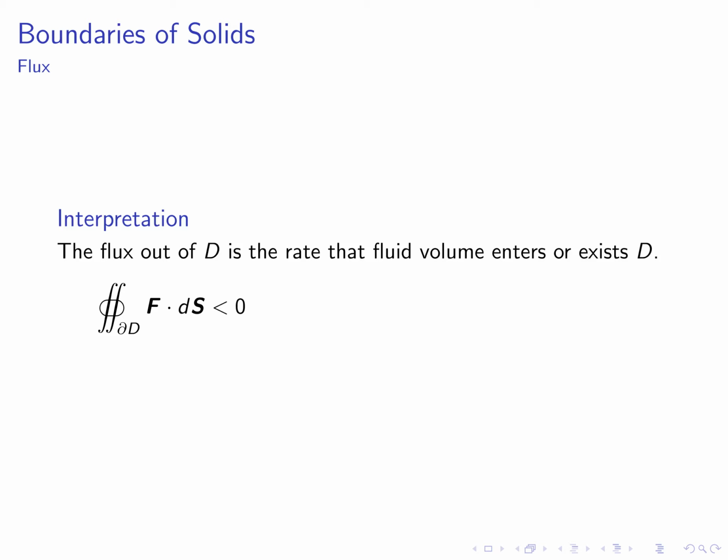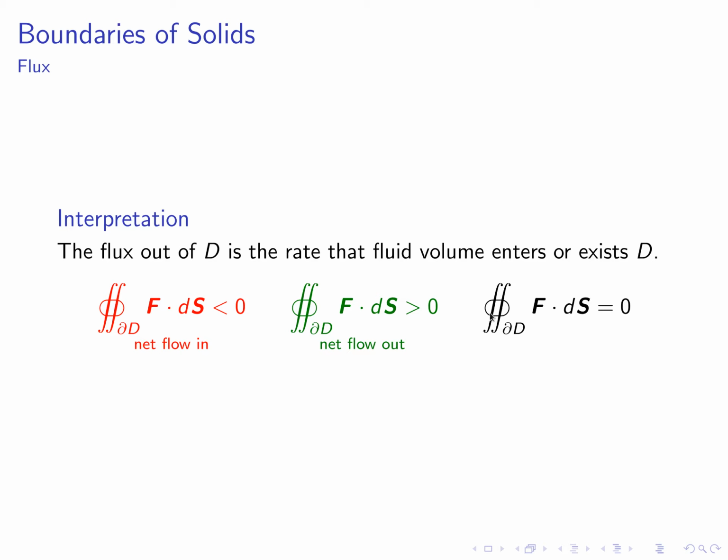So how do we interpret the idea of flux out of a domain? Well, the flux out of a domain D is the rate that fluid volume either enters or exits the domain. So if we do our flux integral over the boundary of a domain and we get a negative number, the way to interpret this negative number is that the net flow is into the domain. On the other hand, if we calculate our flux integral over the boundary of our domain and we get a positive number, the way to interpret this result is that the net flow is out of the domain.